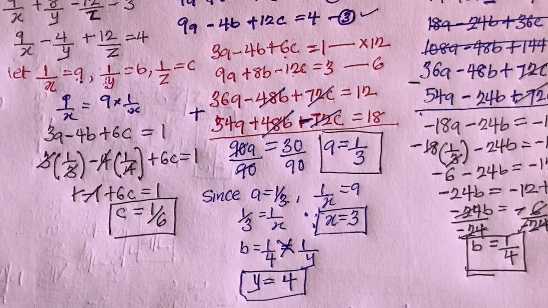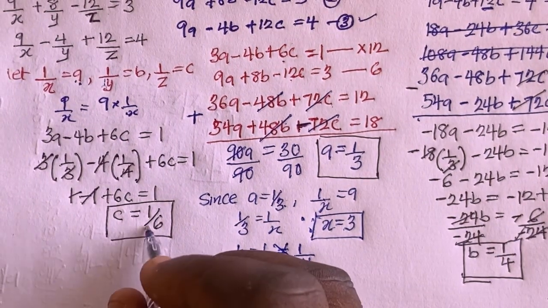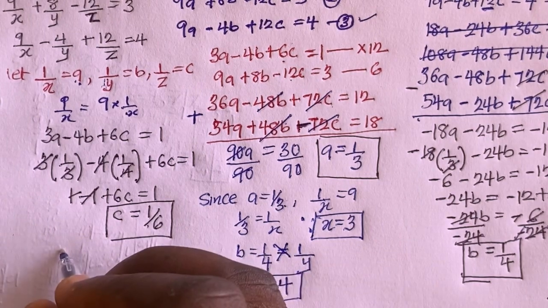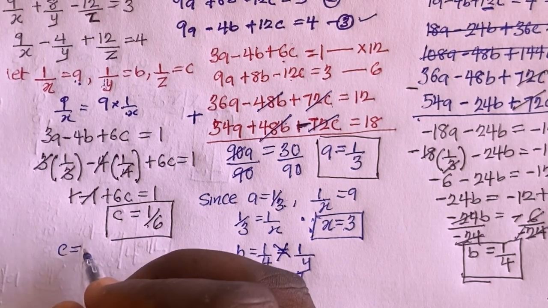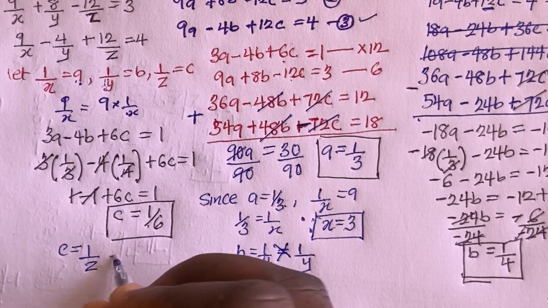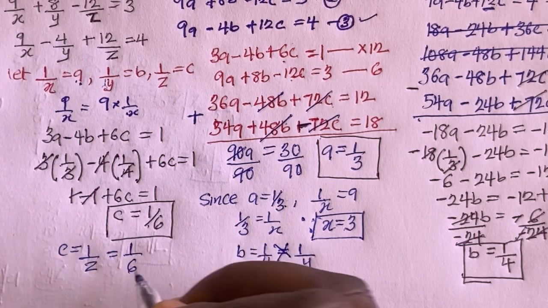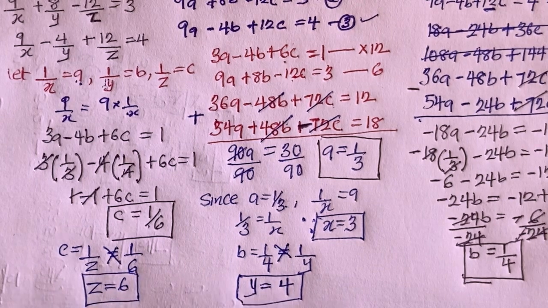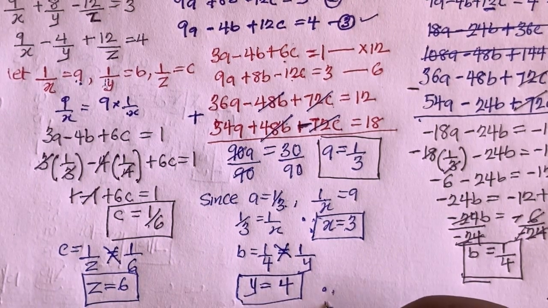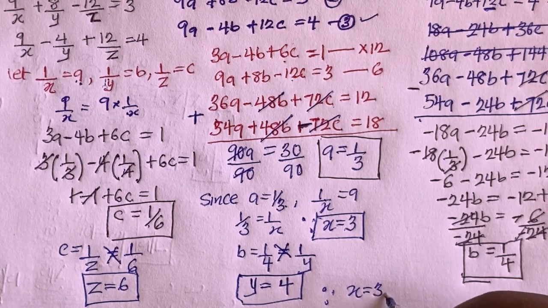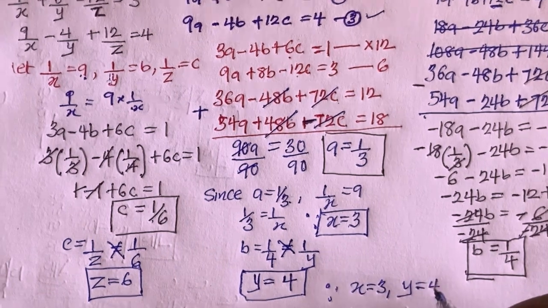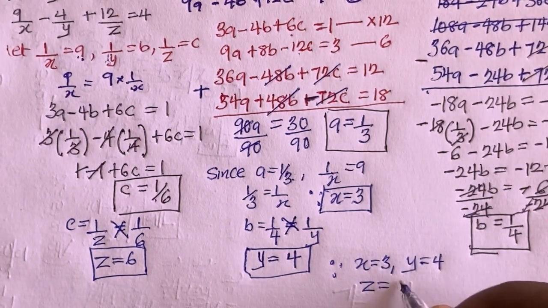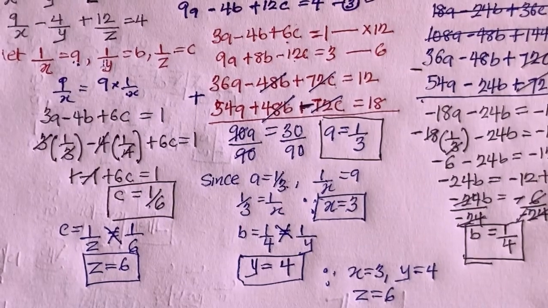Then what of z? Now we are going to get the value of z using C. So since C is actually 1 over z, which is also 1 over 6, you cross multiply, and you're going to have your z equal to 6. So that's also it. So therefore, we can now say x equals 3, y equals 4, and also z equals 6. So that's it for this equation.